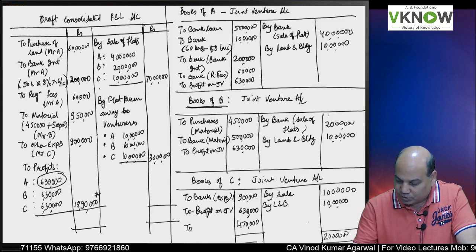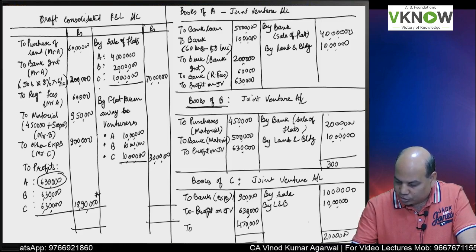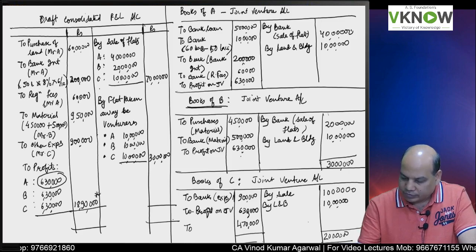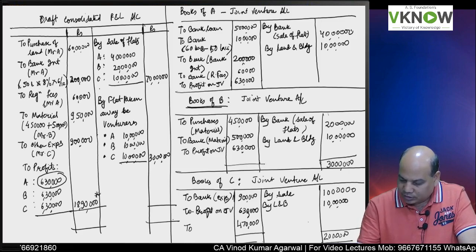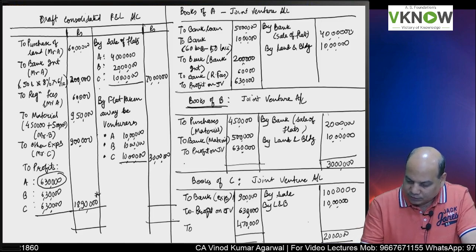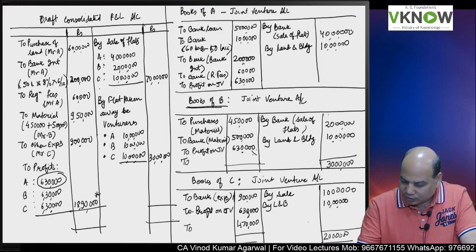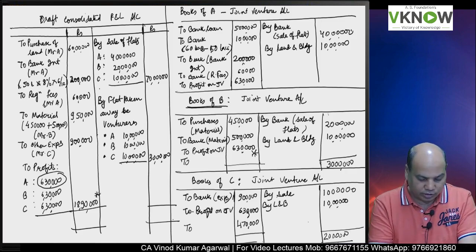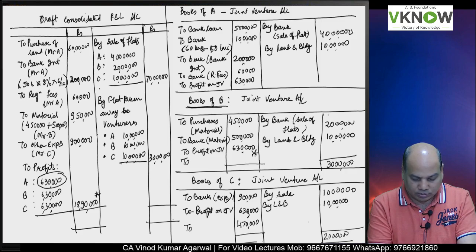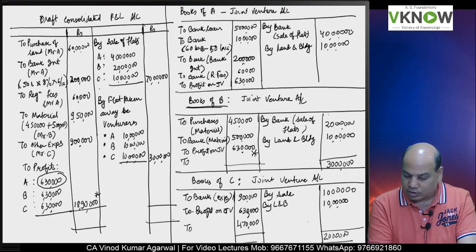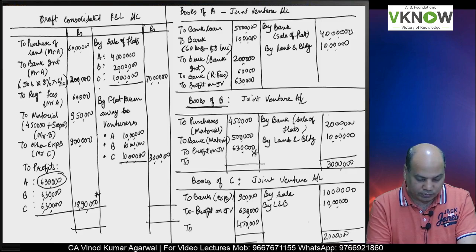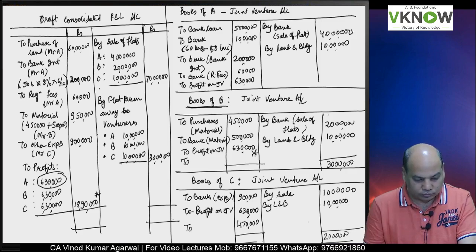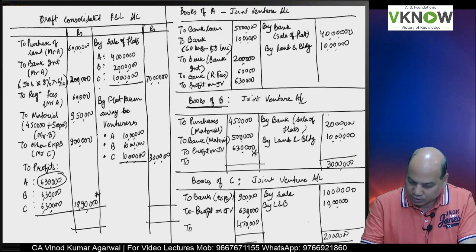So I'll first close B. B on the credit side is more, 30 lakh, and on the debit side it is less, so there must be some difference on the debit side. Let us find the difference in the books of B on debit side. So we have 30 lakh minus 4 lakh 50,000 minus 5 lakh and minus 6 lakh 30,000. So that comes to 14 lakh 20,000.